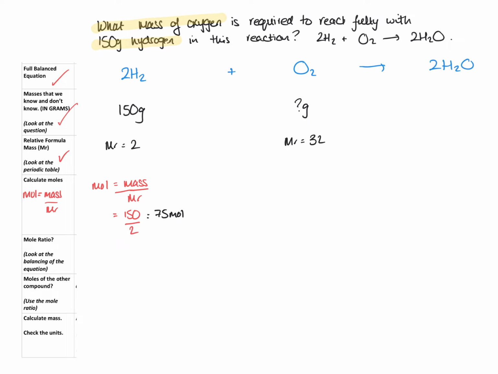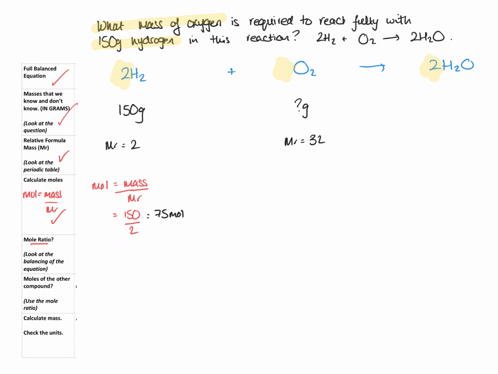Okay, so how do we do that? How do we move over? Well, you can't do it unless you've looked at the mole ratio. So we've done that one, we're now going to look at the mole ratio, using the balancing of the equation at the top. So I'm just going to highlight up here, we've got 2 moles of this reacts with 1 mole of that, to produce 2 moles of that.